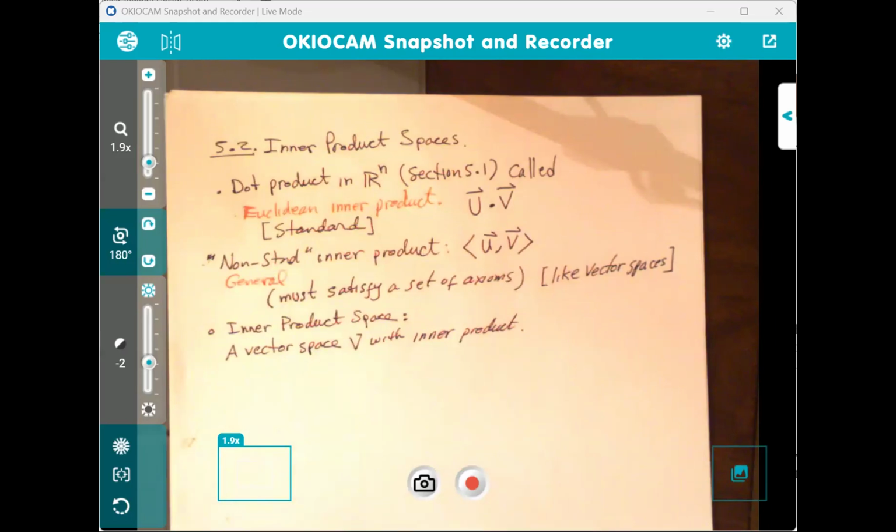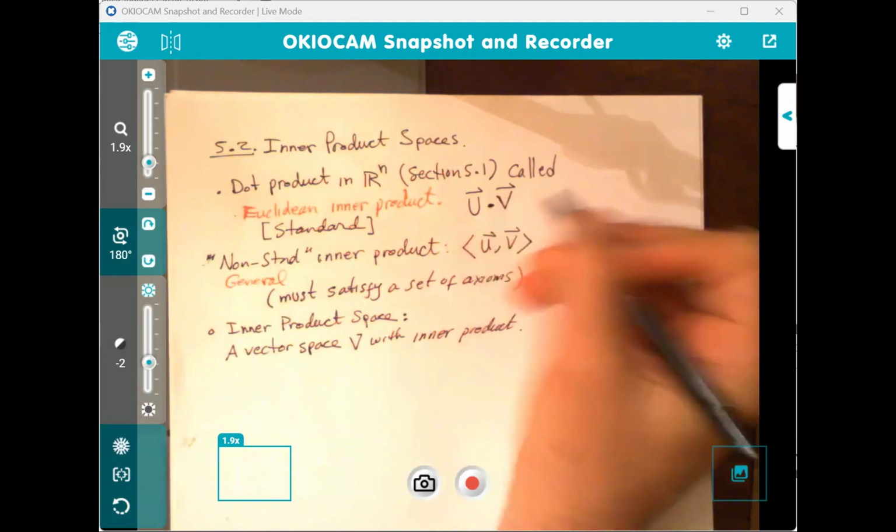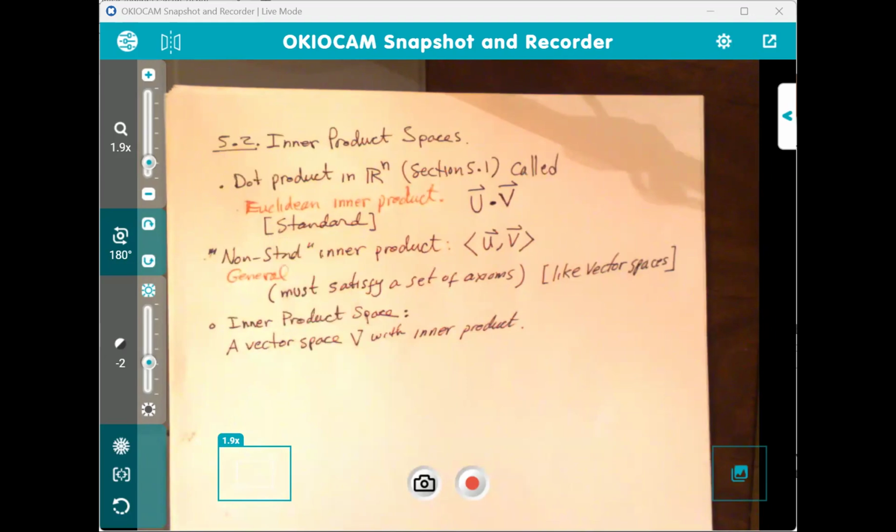And that's going to be like the standard form of the dot product or standard inner product. And the notation we used in that section was U dotted V. So remember, this is going to be a Euclidean inner product, standard. That's how engineers do it. This is how scientists do it, the way we defined the dot product.